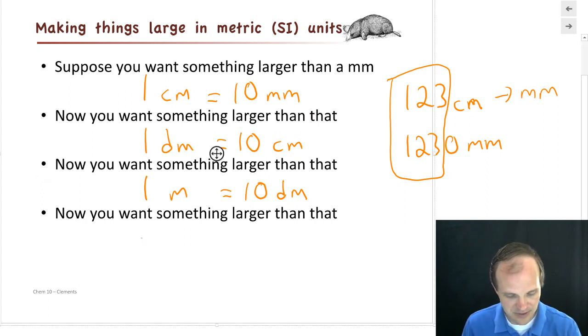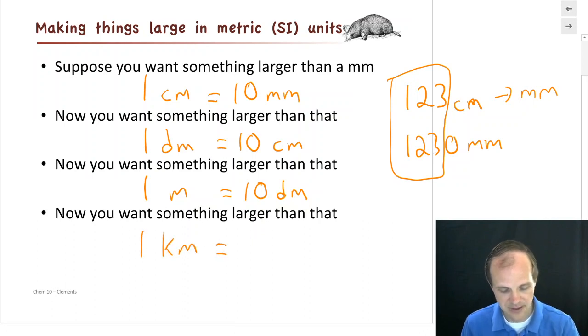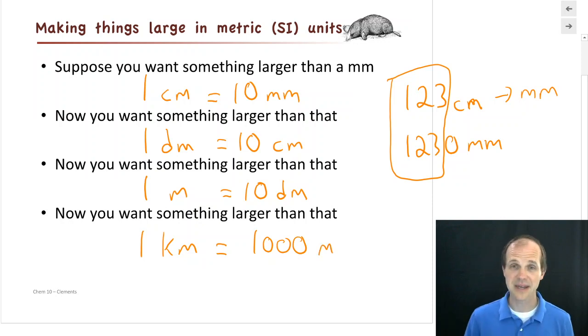And so if you want something larger than that, you're going to say that 1 kilometer is equal to 1,000 meters. But again, since it's 1,000, you're just moving the decimal point 3 spaces instead of 1 space. You're still going to end up with the same numbers, but the decimal point has moved. So it's a very nice, very tidy little system.